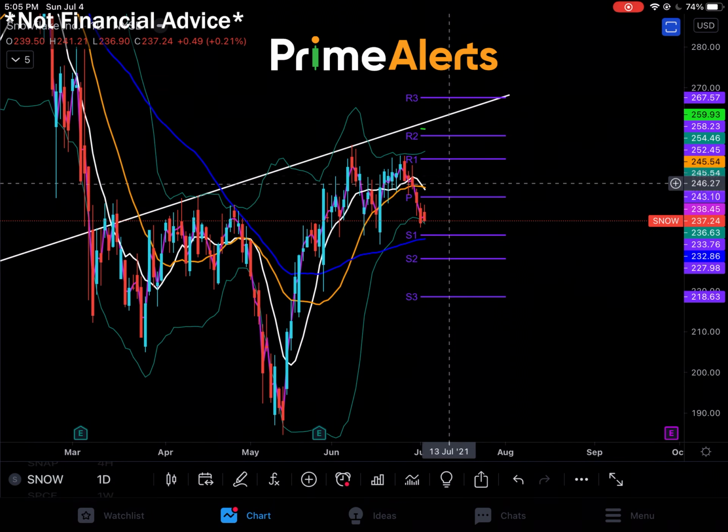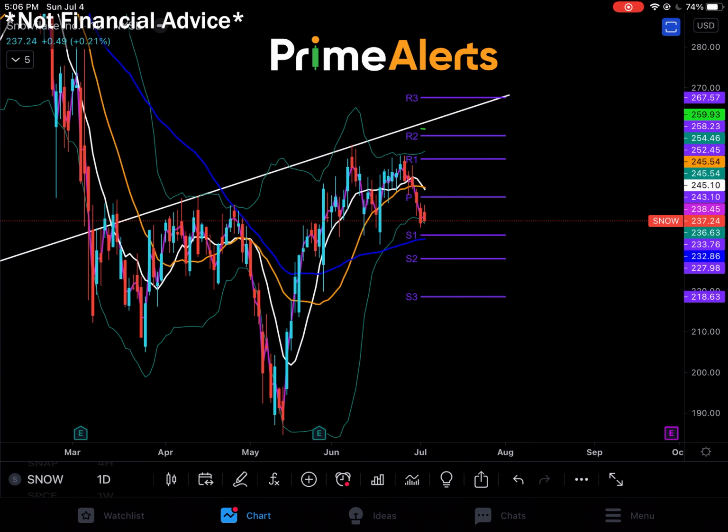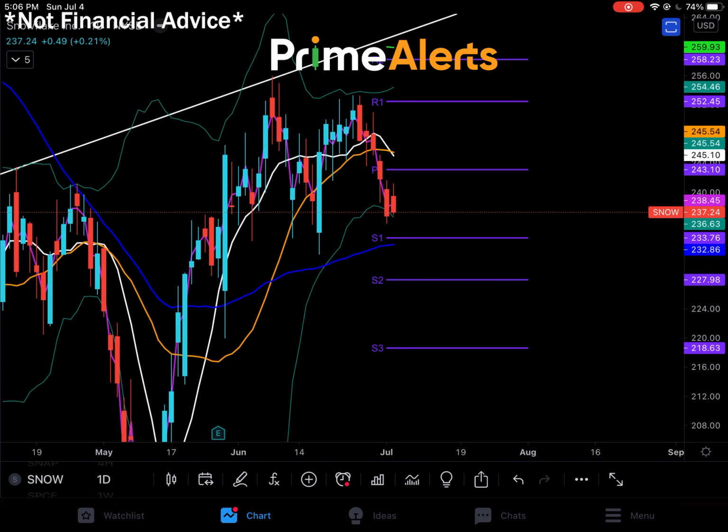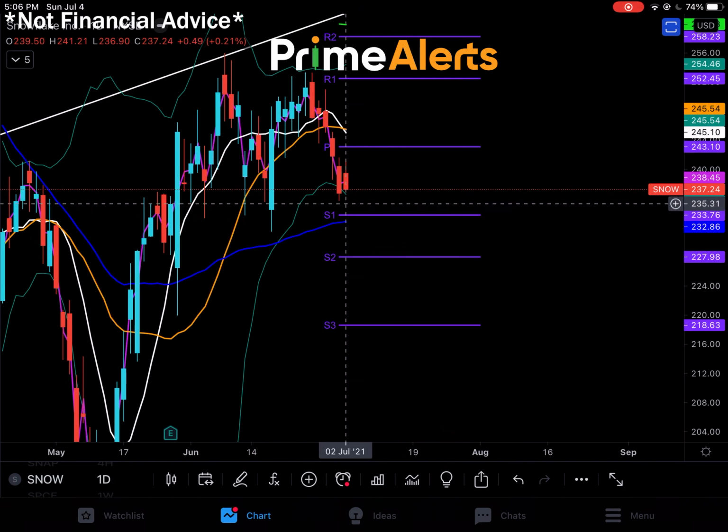So we know that it's got potential to hit around the 260 range if it decided to run up a lot next week. But right now, based on my support level, this dark blue line is my 50-day moving average, and I got my pivot level here as well.